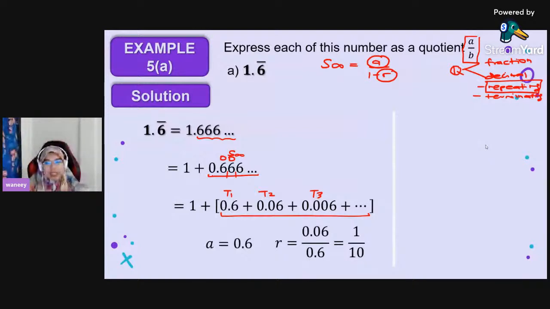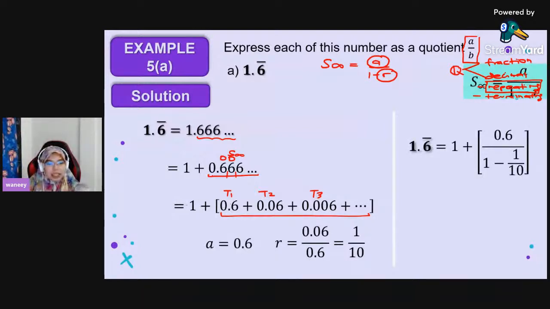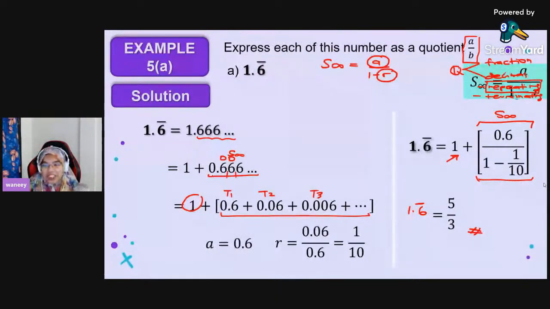Now 1.6 with a bar is exactly equal to 1, which is the number that does not repeat, plus the one at the back, for which I use S infinity. A over 1 minus R. So you substitute: A is 0.6, and the common ratio is 1 over 10. So 1.6 with a bar is actually 5 over 3. This one you can calculate later using a calculator. Make sure we change it into a fraction, as a quotient.